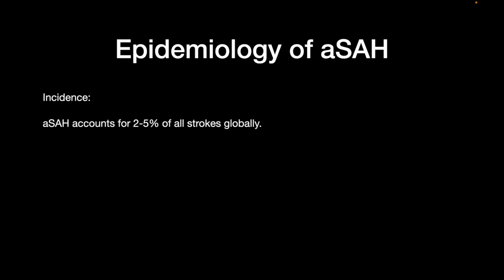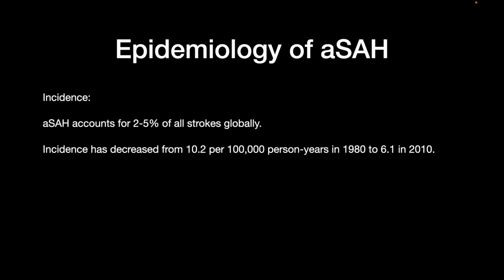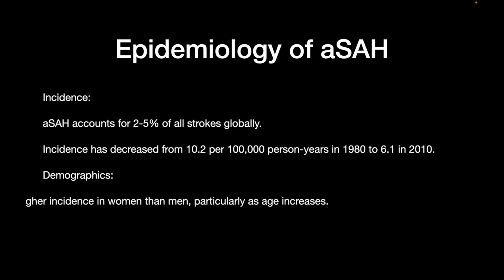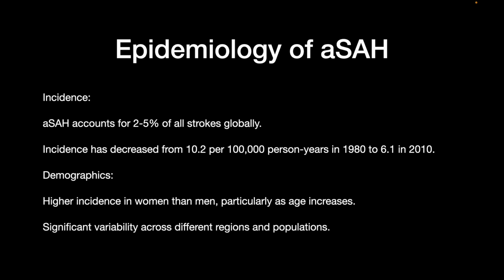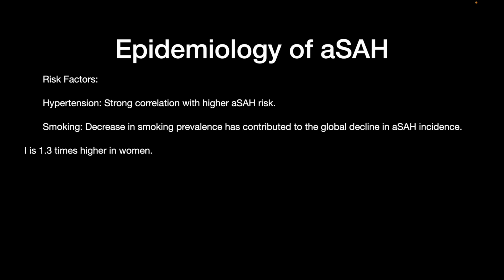The incidence: it accounts for 2 to 5% of all strokes globally. The incidence has changed from 10.2 per 1 lakh population in 1980 to 6.1 in 2010. Regarding demographics, there is a higher incidence in women than men, particularly as age increases. Significant variability occurs across regions and populations. The risk factors are hypertension, smoking, age and sex, that is more in women in the higher age group.